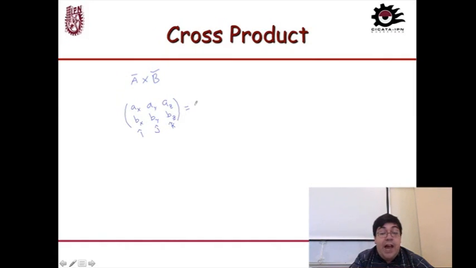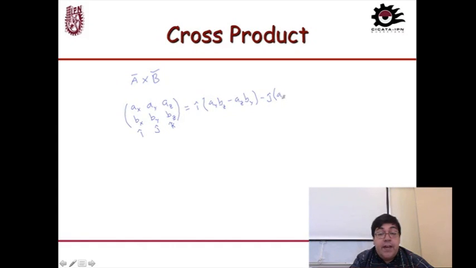So what I'm going to get for the i component is ay bz minus az by, and that's going to be the x component of the cross product vector. Now if you recall Cramer's rule, for the second column I'm going to have to write a minus sign because on even columns I need to change the sign.